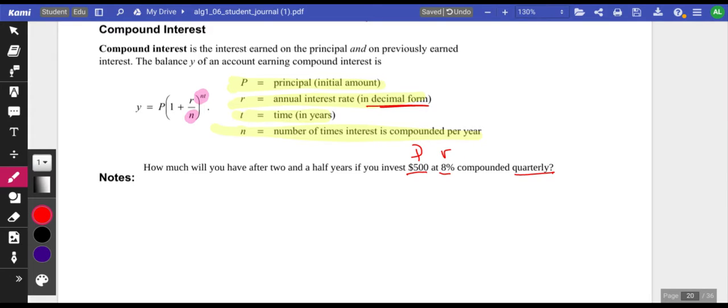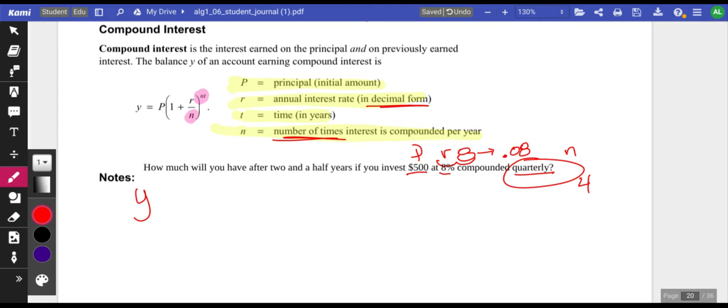8% is going to be my rate, and I know I need to change it from 8% to, okay, move that decimal point over to 0.08 as my decimal. And then quarterly, okay, how many times that's compounded. So that's my N, and I know that quarterly means every quarter, so every 3 months, so that's 4 times a year. Makes sense, right? Quarterly is 4. Now let's throw that all into my formula.